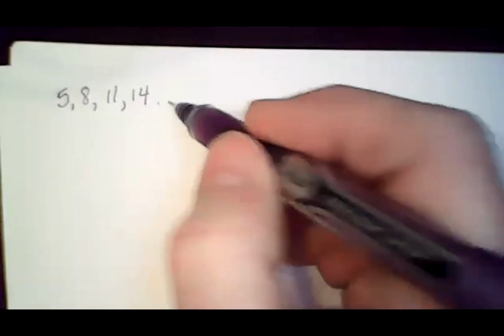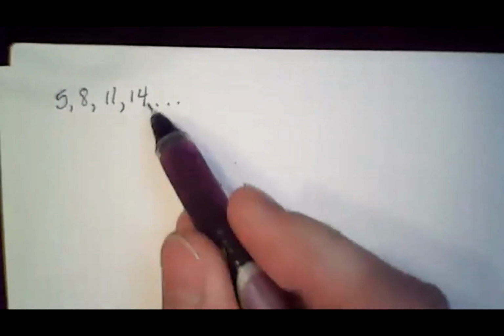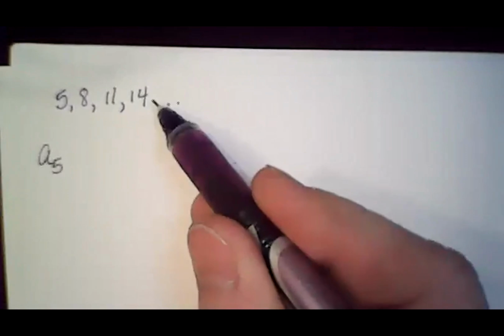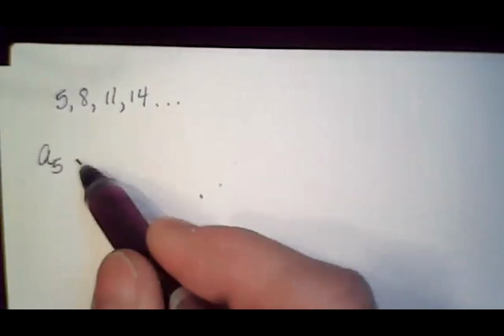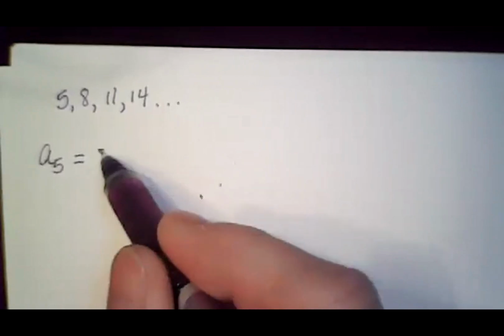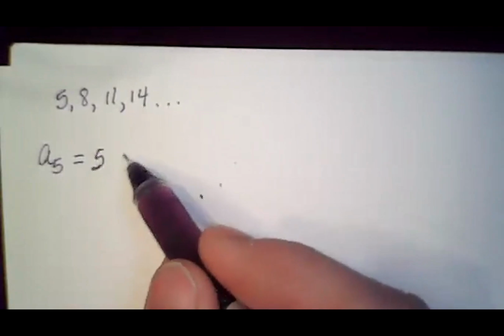Okay, so what would be d for this arithmetic sequence? 3. Yep. So if I wanted to know a sub 5, or the 5th term, I know the first 4, I could just add 3 to get 17. I'm going to show you this formula because if they wanted the 100th term, we'd want to use the formula. But for my purposes here, I want just some small numbers.